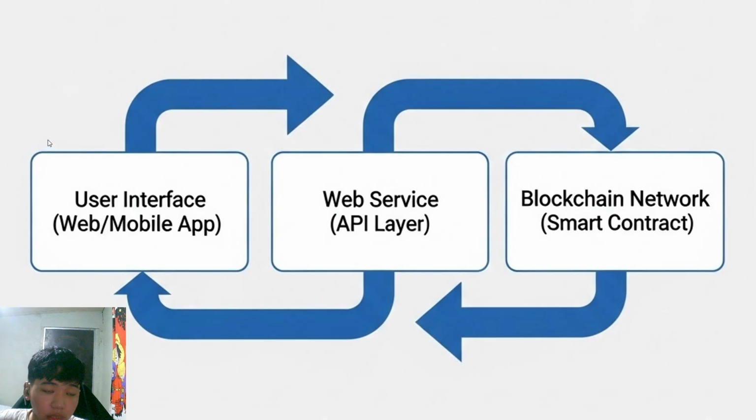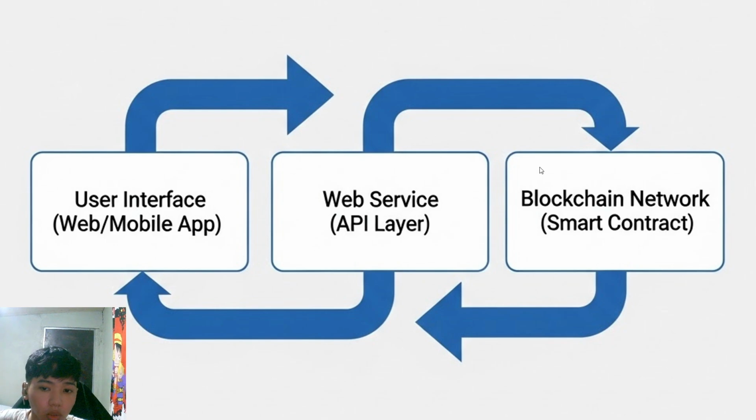Number one is the user interface. Whether it's a web page or a mobile application, the user initiates an action. Let's say, for example, clicking view history or update status. So the app packages this into a standard HTTP request.